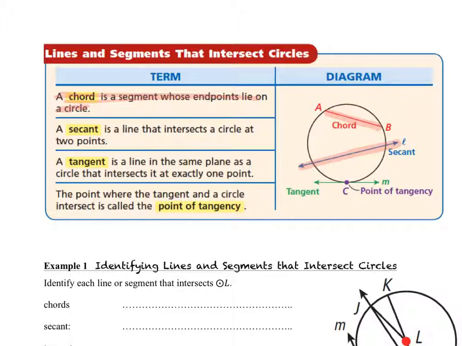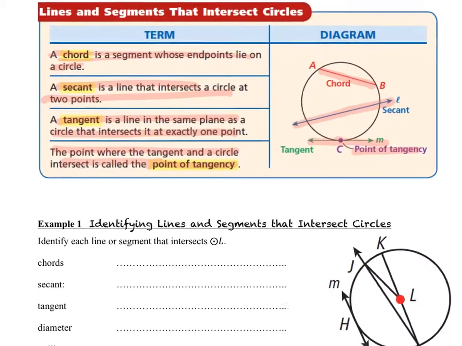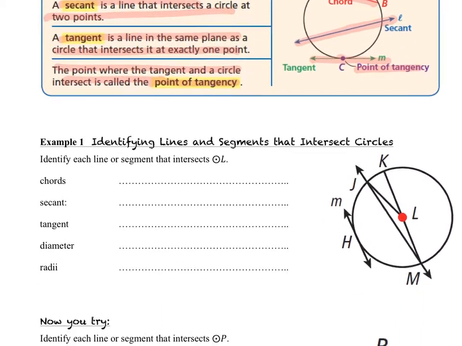And a tangent is a line in the same plane as a circle that intersects it at exactly 1 point. So here's the tangent, and it only hits at this 1 point, which we call the point of tangency. So we're going to have to name some of these lines and line segments. We have to be careful how we name those.